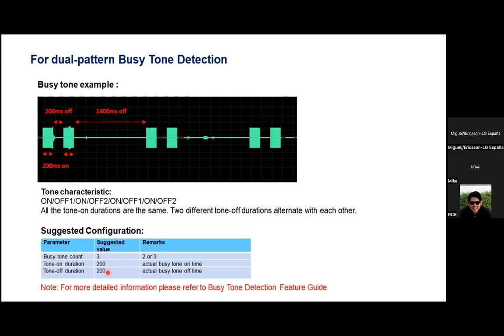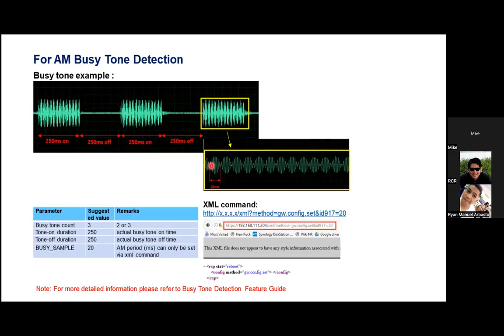Another tone detection is the AM, that is amplitude modulated signal. As you can see here, this is not a continuous one. There is a busy tone count, the busy sample, that we need to adjust. The on here is 250, off time is 250. However, it shows here that it is a sample, so the period is amplitude modulated.